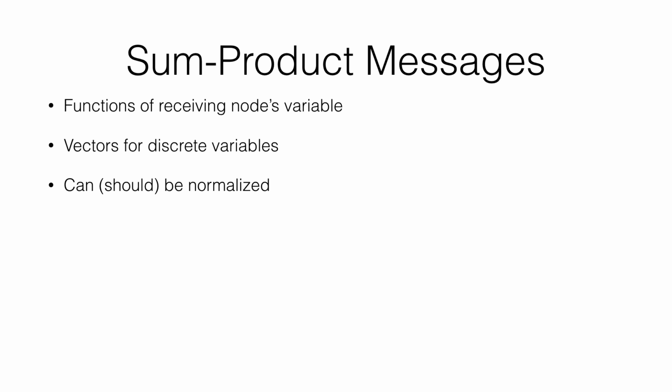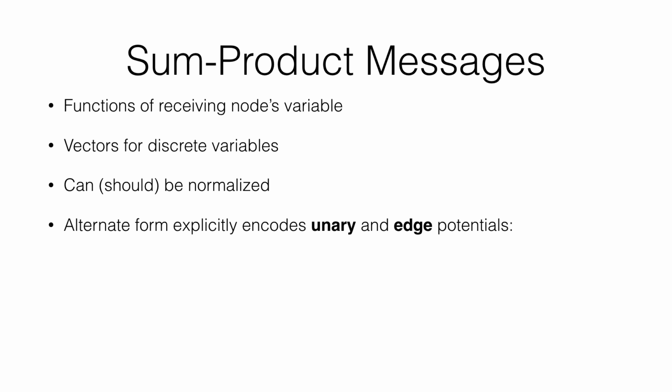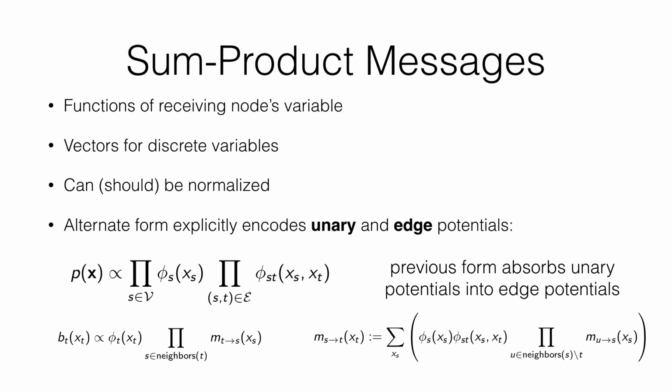And lastly, I wanted to mention that there's an alternate form, one that, for example, you often see in textbooks like the Kevin Murphy book, that explicitly encodes the unary and edge potentials. And the form of all the equations then looks like these. I'm just listing them. You can pause and stare at them for a while if you want.